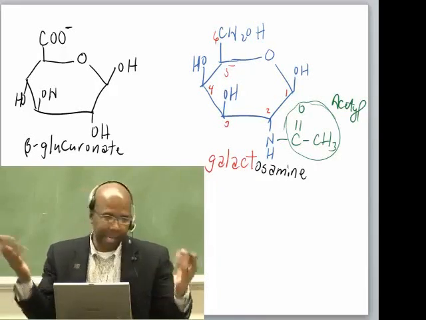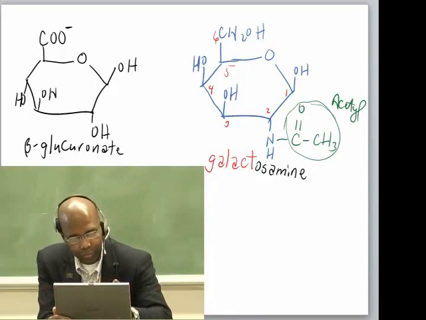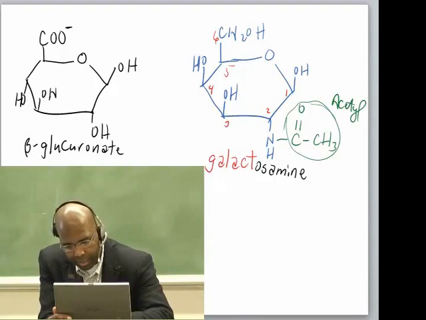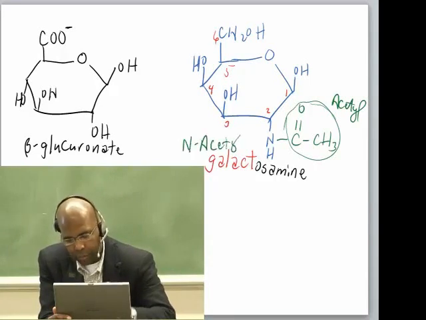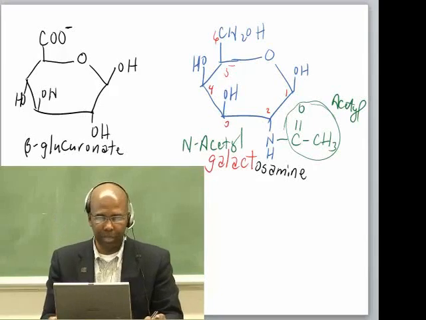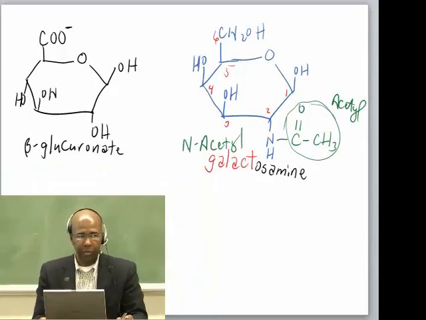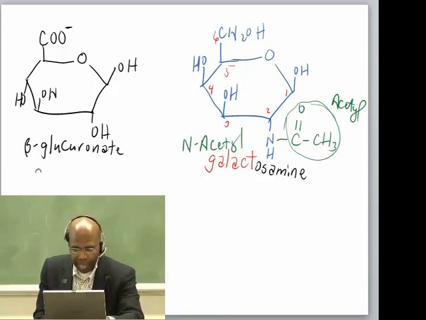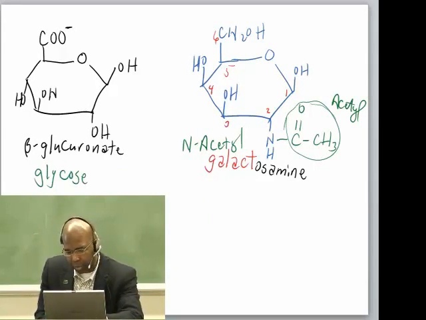N-acetylgalactosamine. Exactly. And so, because it went on to the N, the carbon, so this compound is N-acetylgalactosamine. So on the left we have our glycose, and on the right we have our aminoglycose. So this is an aminoglycose.